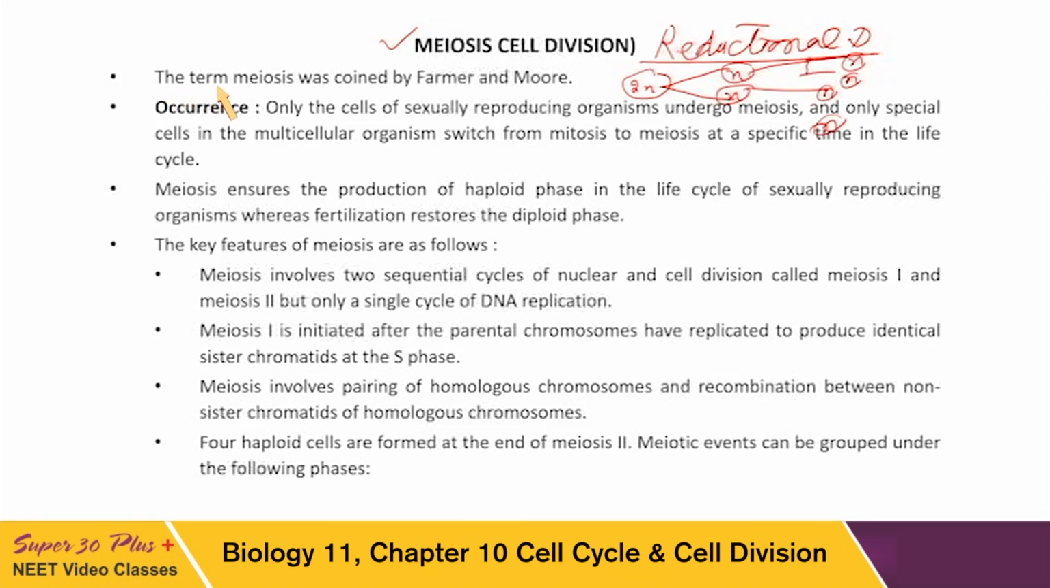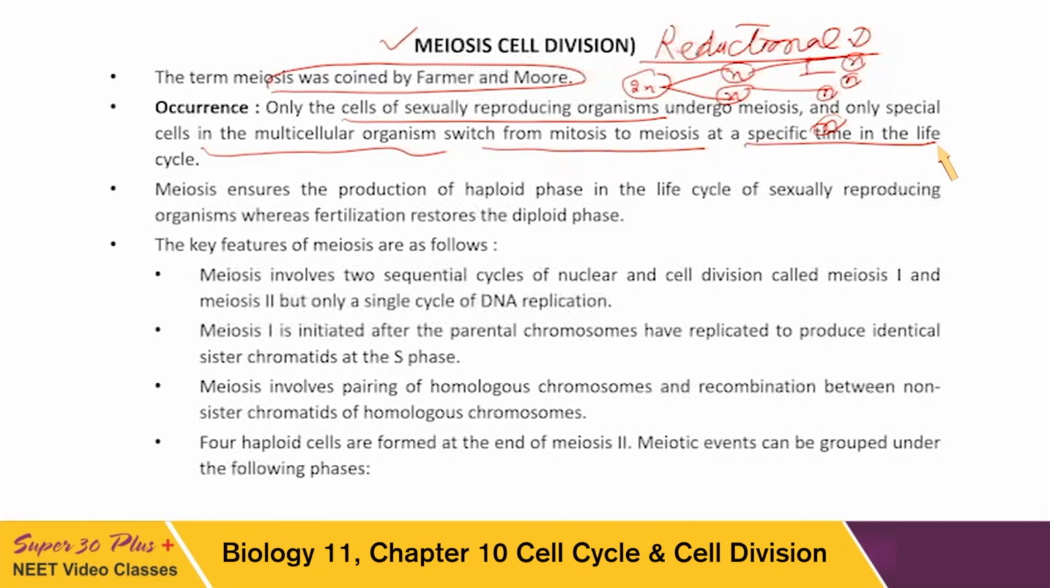The term meiosis was proposed by Farmer and Murray. Can you tell me where you expect meiosis cell division? It is found only in sexually reproducing organisms. Special cells in multicellular organisms switch from mitosis to meiosis at a specific time in their life cycle.